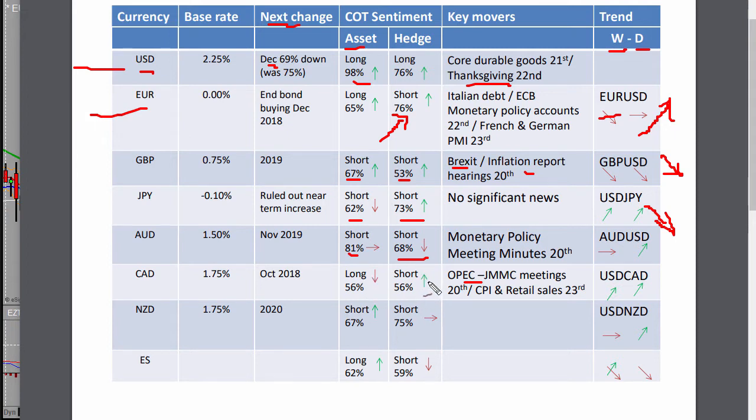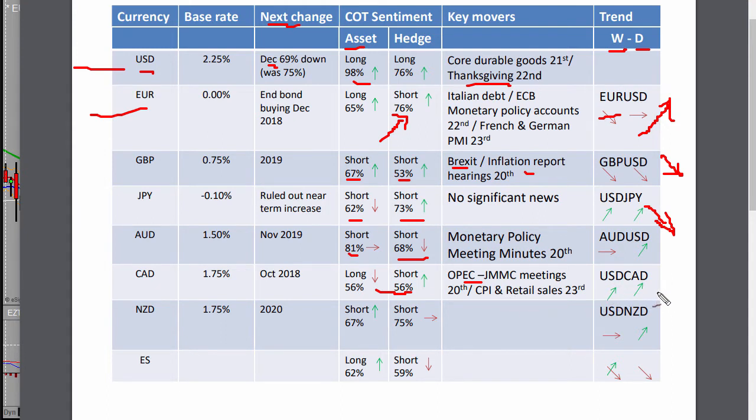So either way, there's no absolutely obvious direction here from these guys. 50-50, they're in that sort of in-between zone, nothing significant.